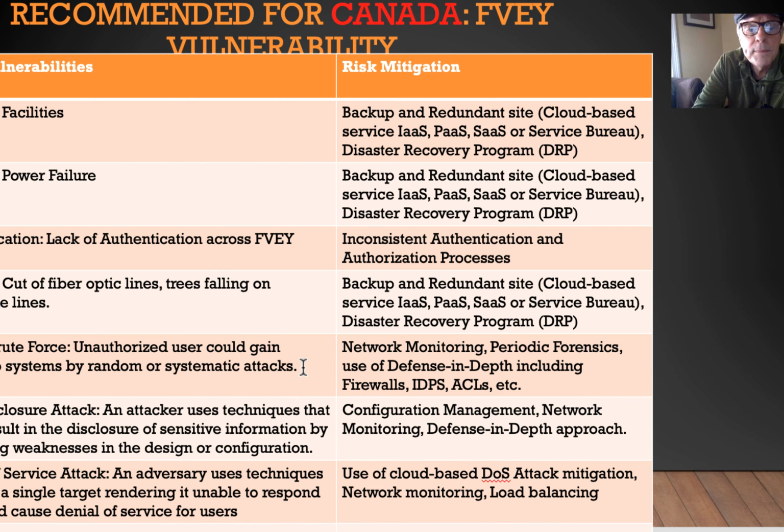Physical items, power failure, we look at redundancy in terms of power, but also that would be part and parcel of our disaster recovery plan. Authentication, again, and the physical cutoff of fiber optic lines and trees falling, those type of things. So we took a very broad approach to the people, process, and technology when we looked at the vulnerabilities.